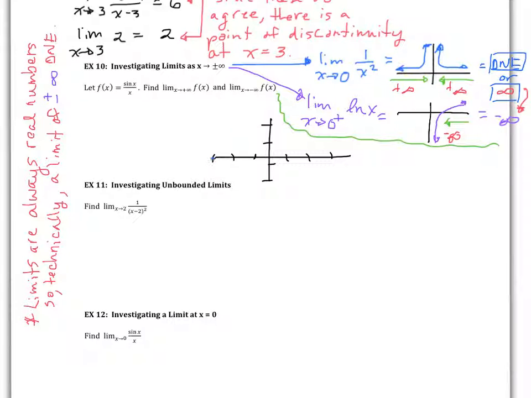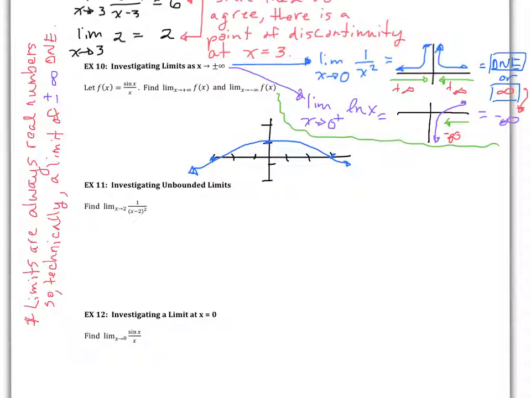I swear I hear a baby crying in the hallway, don't you? The weirdest things are happening lately. All right, so it looks like our graph looks like this.